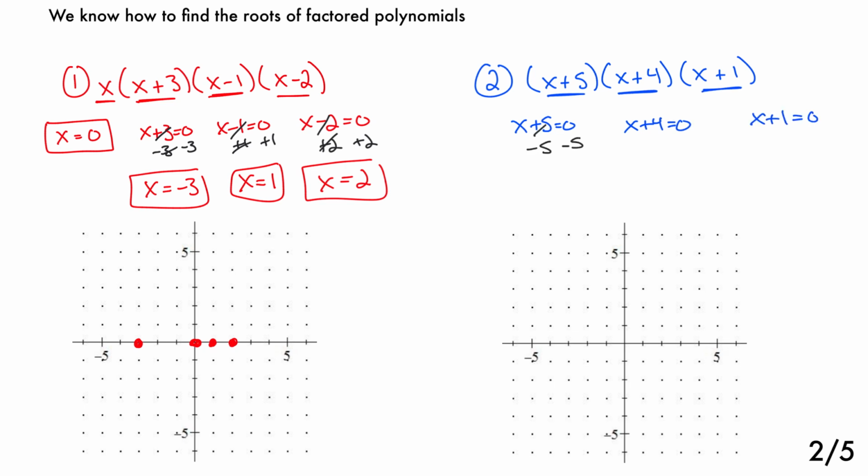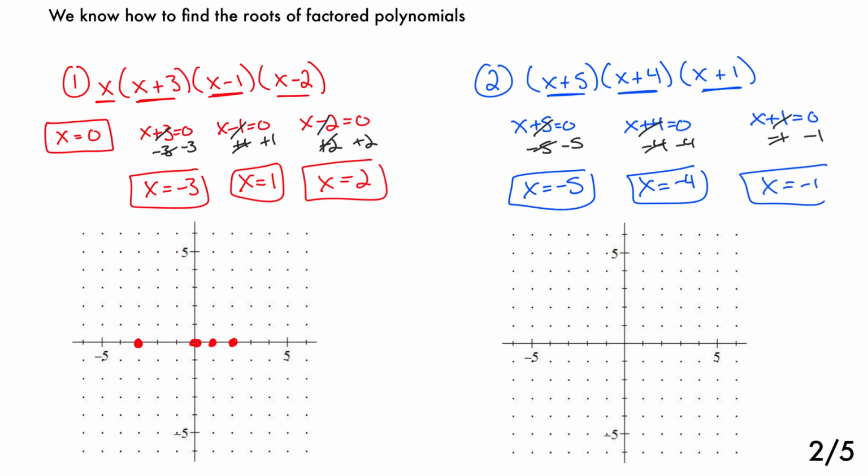Subtract 5 from both sides for the first part and get x equals negative 5 as one of our x-intercepts. Then we're going to subtract 4 from both sides for the second part, to get x equals negative 4 as our second x-intercept, and then subtract 1 from both sides for the third part to get our final x-intercept of x equals negative 1. All right, so our x-intercepts are at negative 5, negative 4, and negative 1.